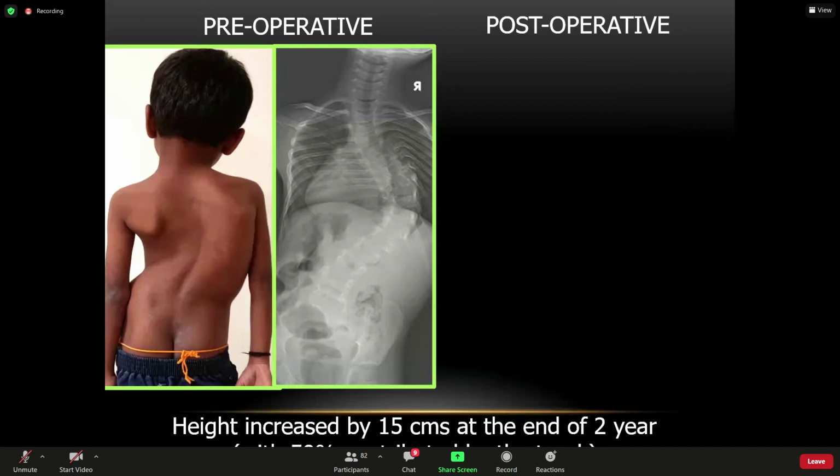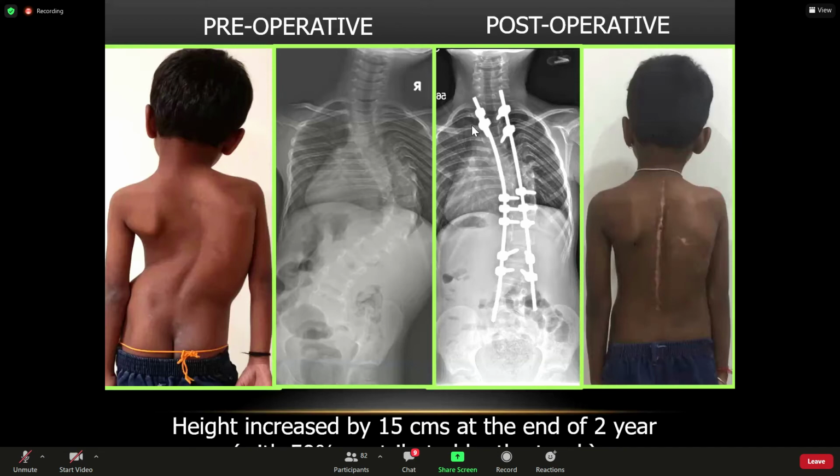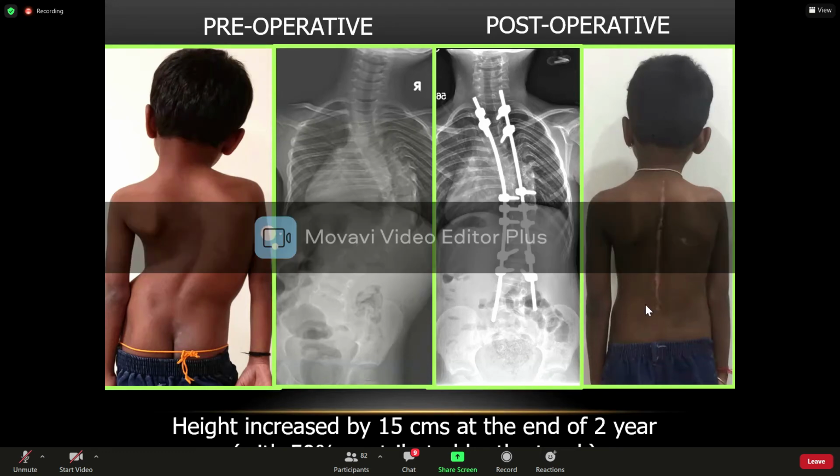So we did something called a Shilla technique. So this is what we did. And you can see we had some screws on top, screws at the bottom, and some screws in the middle. And these rods are not firmly fixed to these screws on top and the bottom. So it allows the spine to continue to grow. And this is how he looks after surgery. So he's quite straight, but he's continuing to grow in height. And he's around 3 years post-surgery, and he's grown quite a bit.